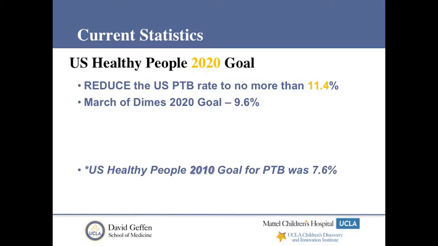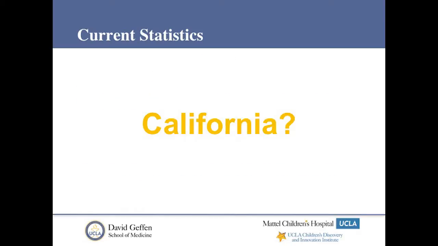In 2010, the goal was 7.6%. So someone figured out this really isn't going to go as easily as we thought or as well as we thought. So just to give you a little bit of perspective, but not to depress you, because I actually have some good news about California.